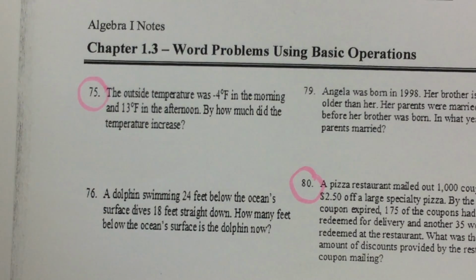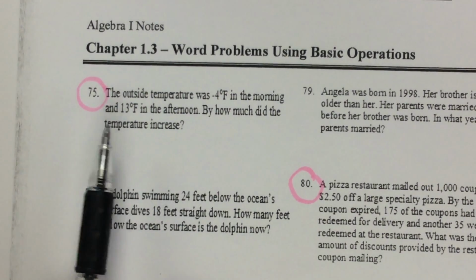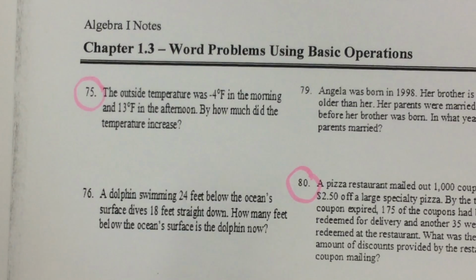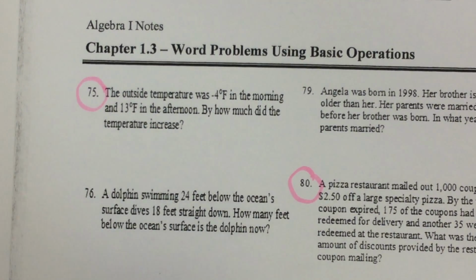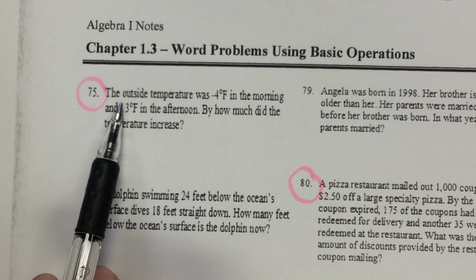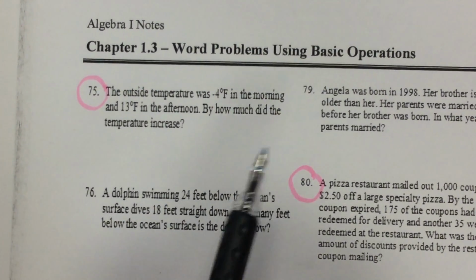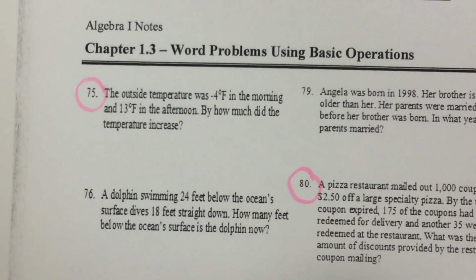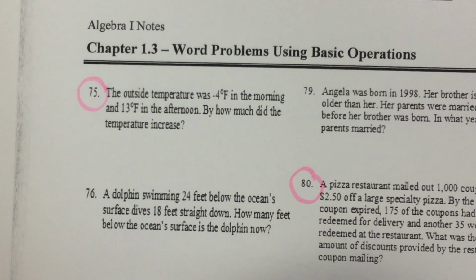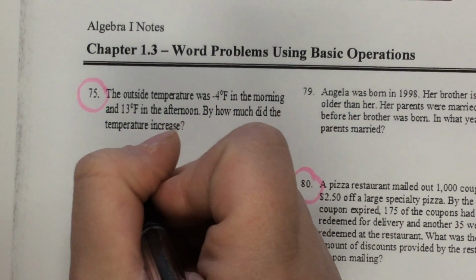The outside temperature was -4 degrees in the morning and 13 degrees Fahrenheit in the afternoon. By how much did the temperature increase? Now, initially, most of you are going to want to do 13 minus 4 or -4 plus 13. Either way, you're going to get the same answer. However, that answer would not be correct. If we take 13 minus 4, that's not going to tell us how much the temperature increased. What I'm going to do is create a number line to show you exactly what I mean.